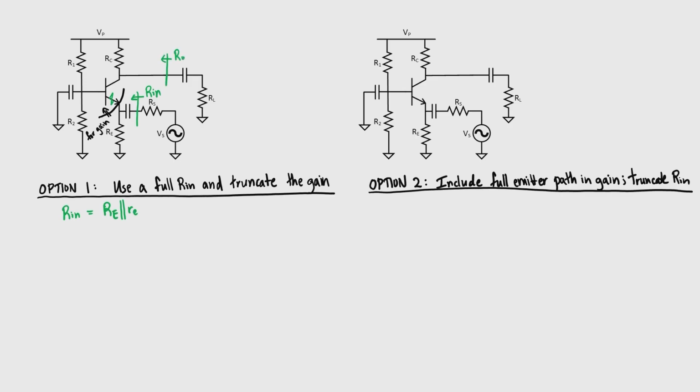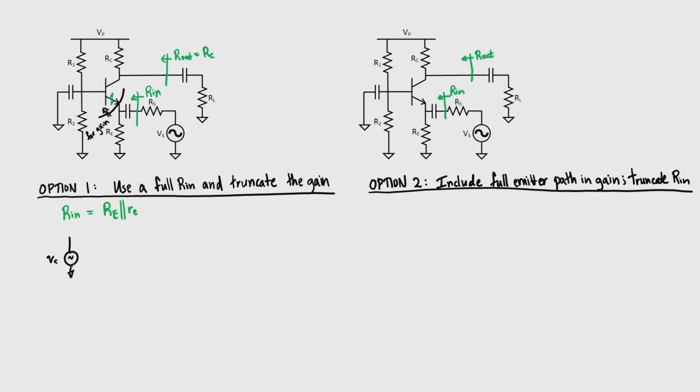The output impedance is just R sub C. We're going to neglect the output impedance of the transistor itself since it tends to be pretty large. I should point out that the input impedance for the circuit here on the right is exactly the same as the input impedance for the circuit on the left. We're just going to use a different method to calculate the gain, but that doesn't change the fact that the input and output impedances have to be the same.